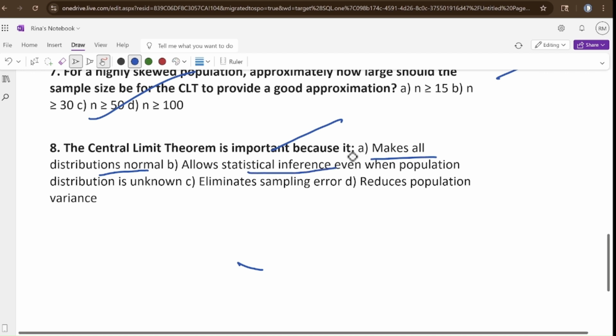Allows statistical inference even when the population distribution is unknown. That is true. That is the main thing, that we don't know the population distribution, but I know that my sampling distribution is normally distributed if I have a larger sample size. Eliminates sampling error? No, that is not possible. Reduces population variance? No, that is also not the topic.